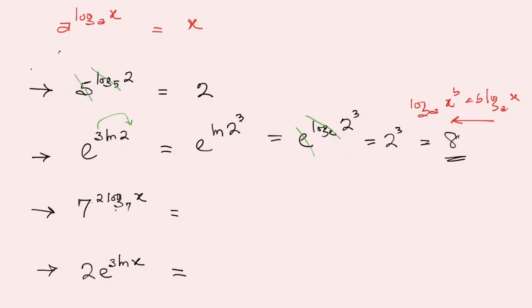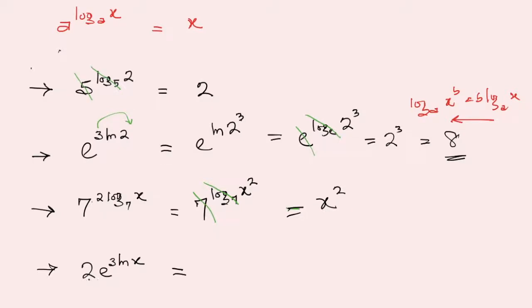If we do the same thing here, we'll move up 2. We'll get rid of our 2 here, move it here as a power. So we have 7 raised to the power of log to the base 7 of x squared. And 7 can cancel out log to the base 7 here because it is raised to the power. And our answer is equal to x squared.